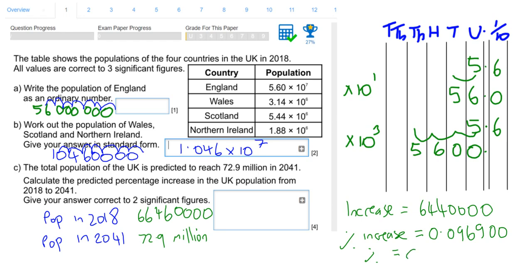So that's going to be 9.69% in terms of an increase. But I'm asked to give it to two significant figures. So I'm going to write that as 9.7%. And now we're going to put all of that into MathsWatch.